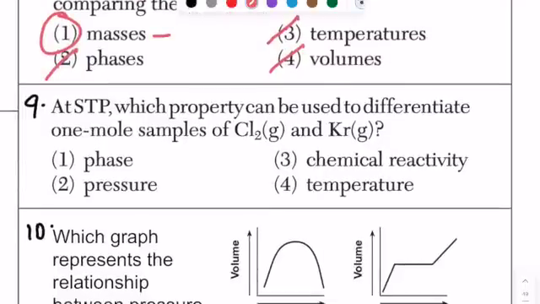At STP, which property can be used to differentiate a 1 mole sample of chlorine and krypton? So their phase, no, because they are both gases. Pressure, they're both at STP. So no pressure, no temperature. So we can go ahead and compare their chemical reactivity because krypton is a noble gas, so it doesn't react.